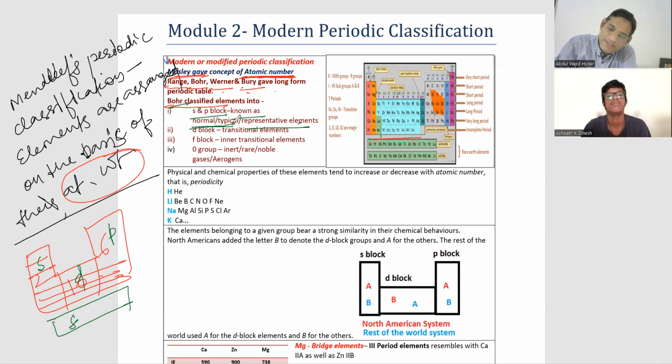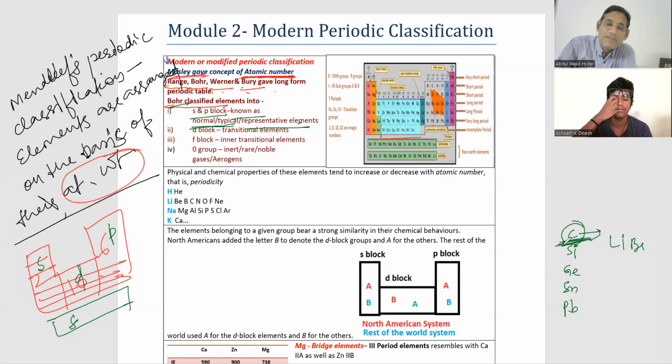What about representative elements? Carbon, silicon, germanium, tin, lead is known as the carbon family. So the first member of the group represents the entire family. Lithium family, beryllium family, boron family, carbon family, nitrogen family, oxygen family, fluorine family and helium family. Since the first member represents the properties of the entire group, they are called representative elements.